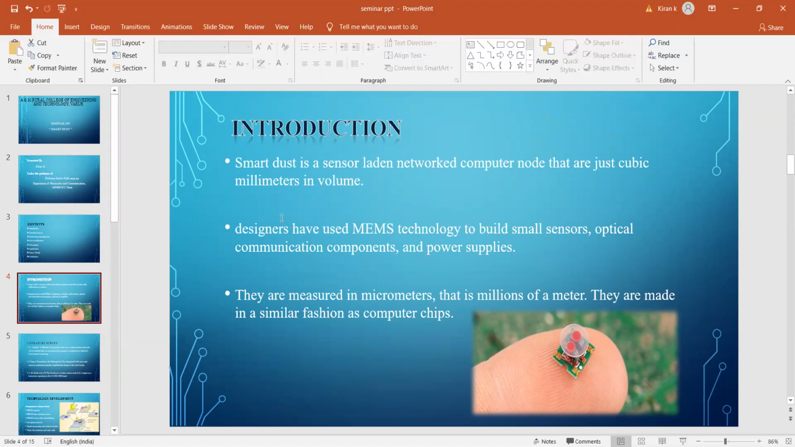To build these sensors, processors and communication devices, they are required to be combined with a power supply. Designers have used a technology called MEMS. MEMS stands for Micro Electromechanical System. So these Smart Dust motes are measured in millimeters, and they are made in a similar fashion as computer chips.